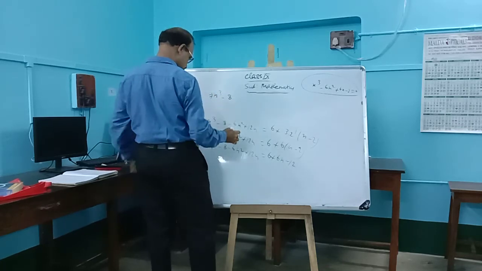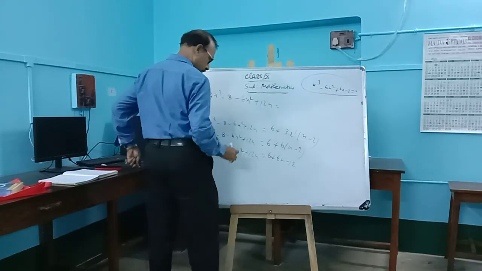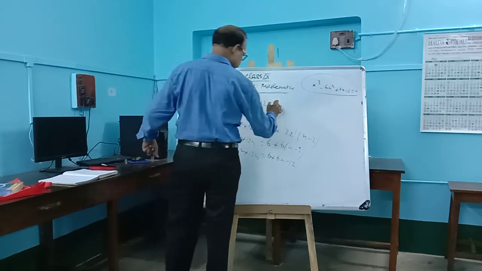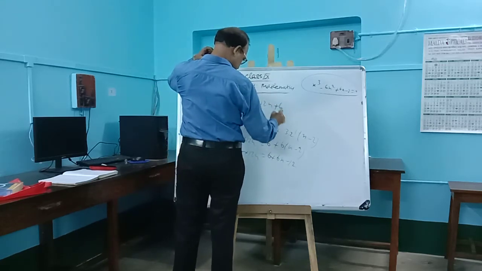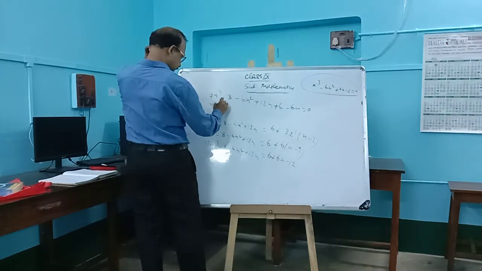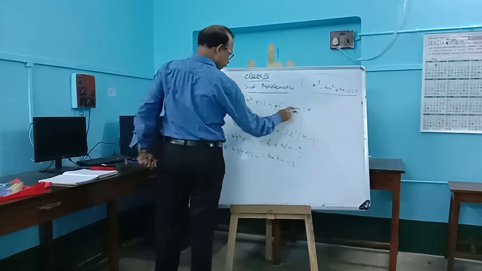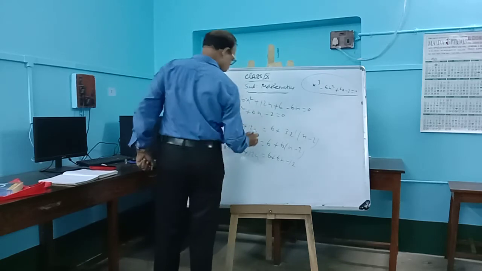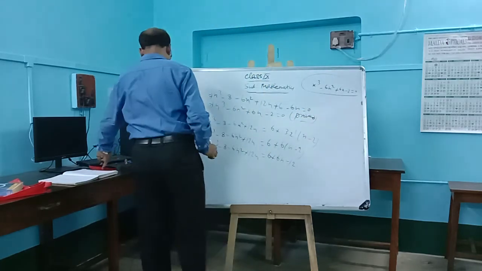s cube minus 8 minus 6s square plus 12s equal to. Taking the right side to the left hand side, minus 6 and minus 12 become plus. So s cube minus 6s square plus 12s minus 6s plus 6s minus 8 plus 6 minus 2 equal to 0. This is what was mentioned in the question to prove.